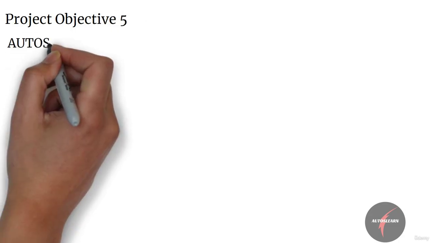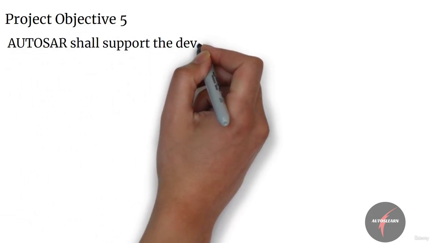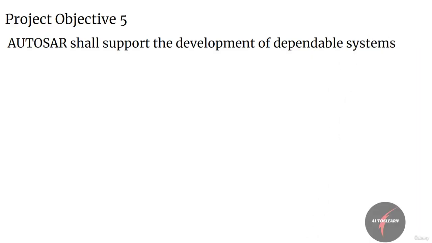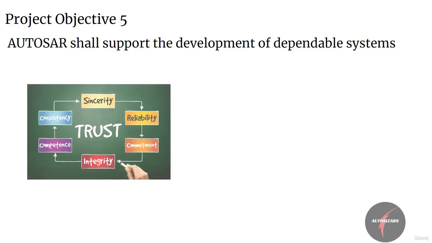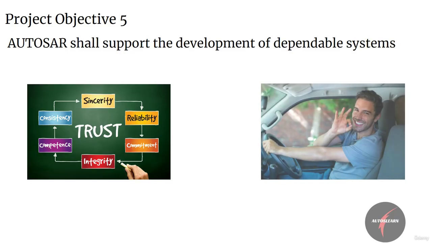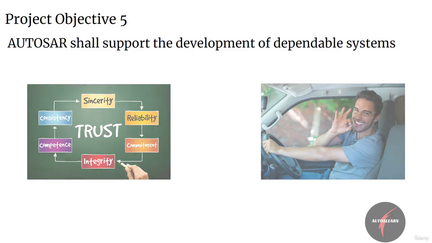Project Objective 5, which states AUTOSAR shall support the development of dependable systems. What does dependable system mean in this context? It reflects the user's degree of trust in that system. It reflects the extent of the user's confidence that it will operate as the user expects and it will not fail in normal uses.